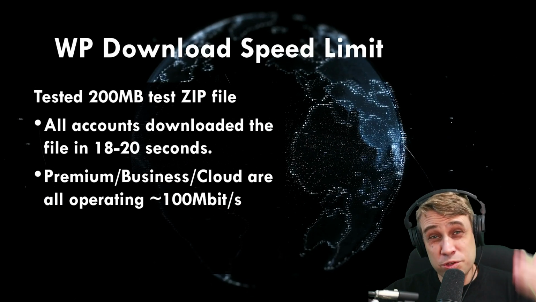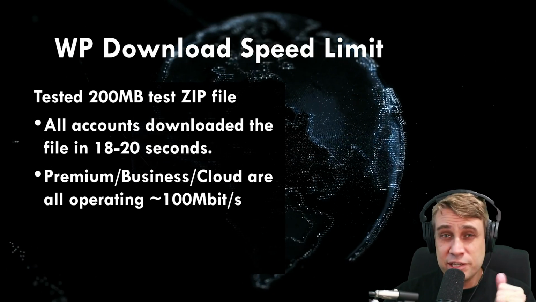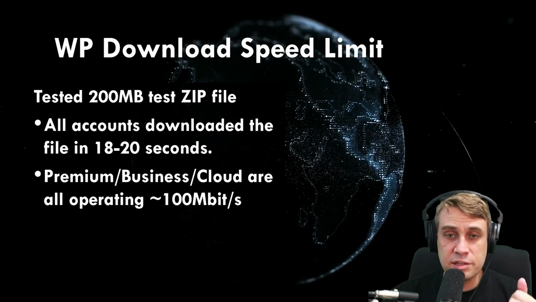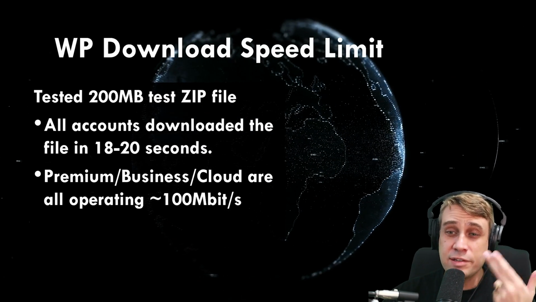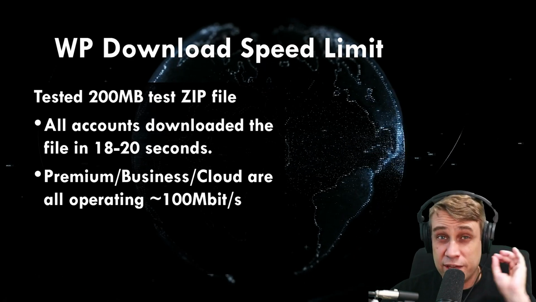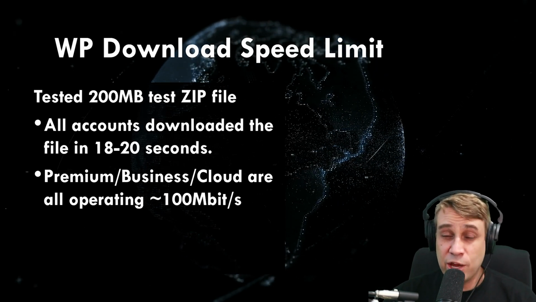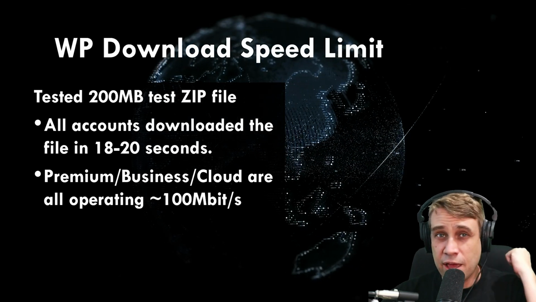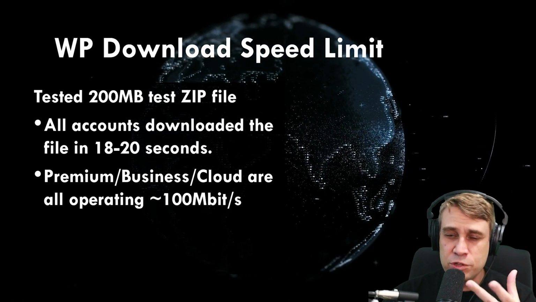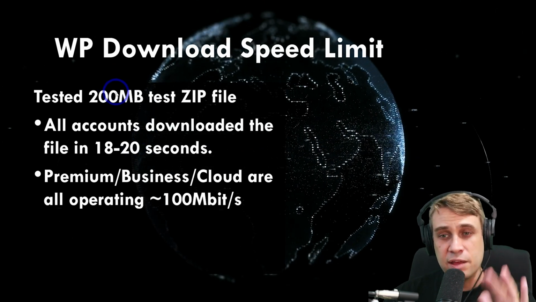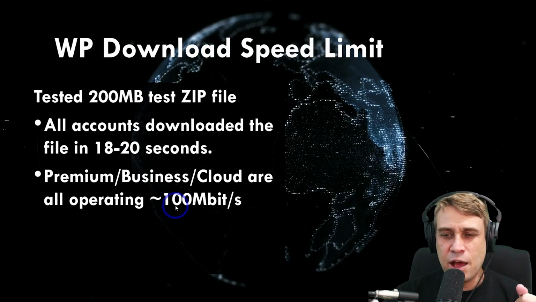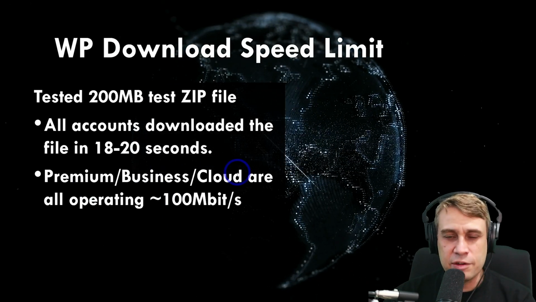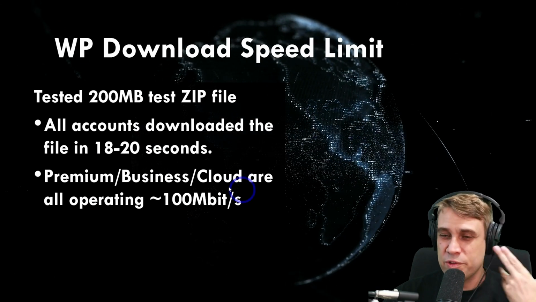Next thing I wanted to test was the network performance, because previously I did have some issues between some of these cheaper plans on Hostinger, but thankfully this time when I tested it, I tested a 200 megabyte test file with a zip file and downloaded them from a data center in North America close to where Hostinger hosts theirs. And all of the plans I have, the startup plan, the business plan, and the premium plan, they all took around 18 to 20 seconds to download that 200 megabyte zip file, which indicates we're getting around about 100 megabits per second in terms of our network download speed for the premium plan, the business plan, and the cloud startup. They're all operating on a similar sort of network speed.